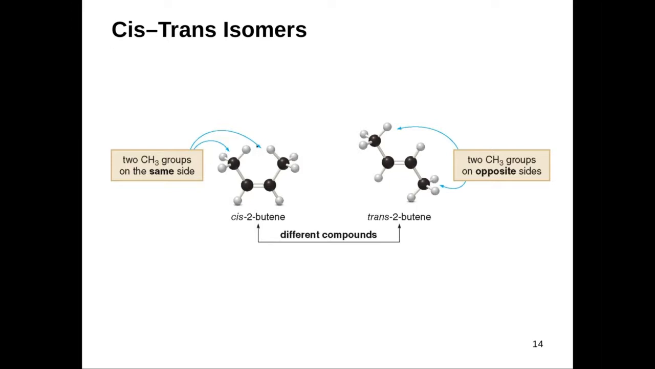Now this one, with the two methyl groups on the same side, is labeled cis. It doesn't have to be italicized when you're writing it up by hand, but cis-2-butene. And this one, because the carbons are on the opposite sides, trans-2-butene. So again, different compounds. If I just wrote 2-butene, you wouldn't know which one it was. But if I write cis-2-butene or trans-2-butene, you know specifically that the double bond axis has to take different shapes.